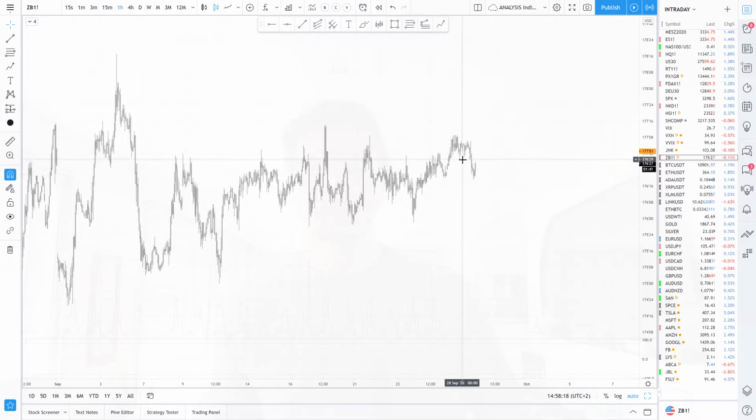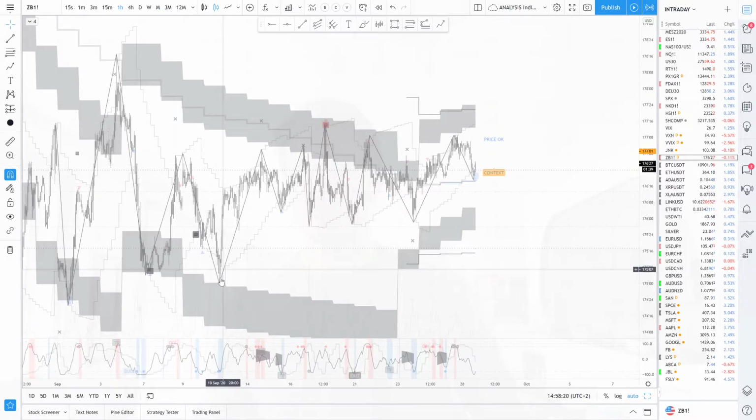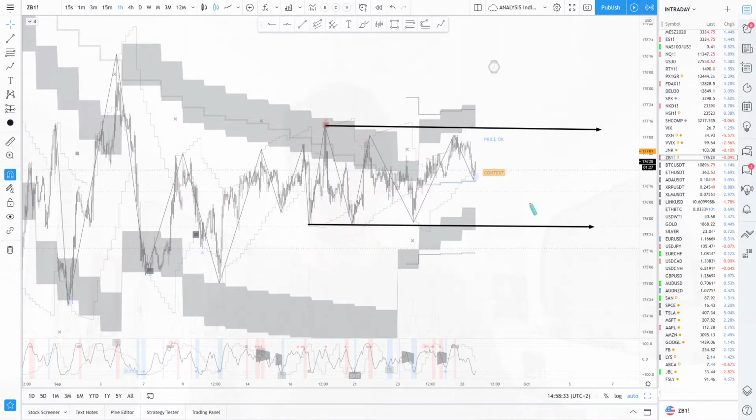As long as this doesn't break any of those levels, this one, or actually I would say this one. So here are the latest validated boundaries we've got on the lower time frame. And this one. So as long as we don't break this with a daily candle close confirmation, there's nothing to actually price in any way.